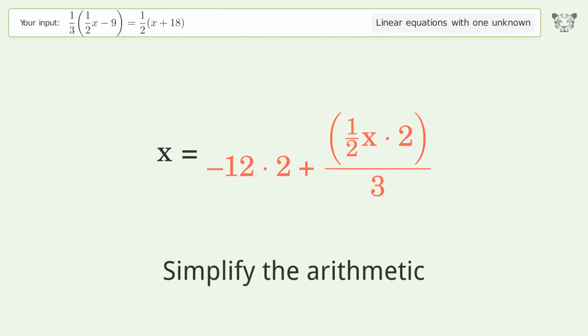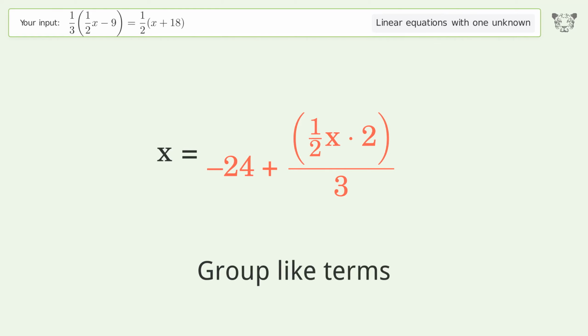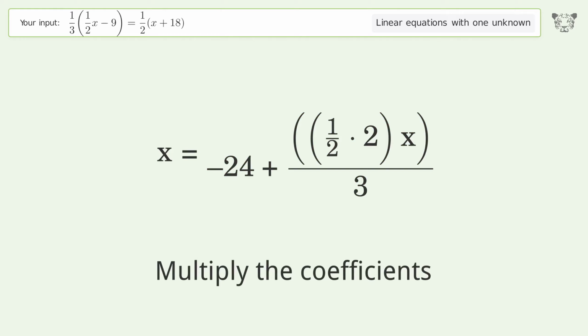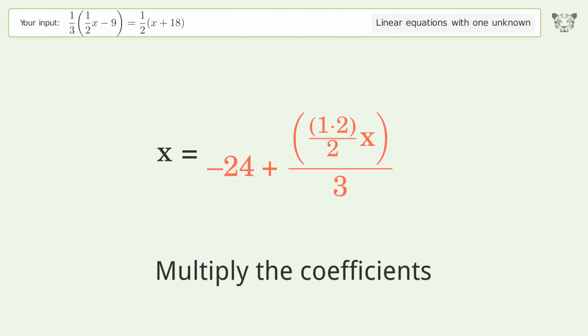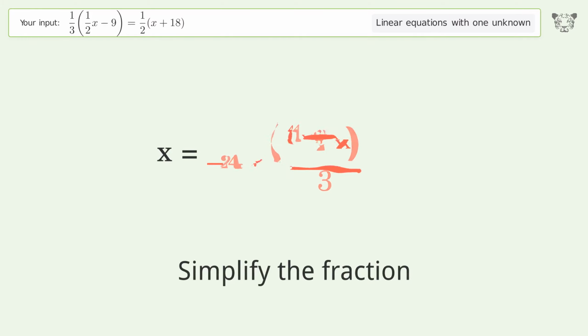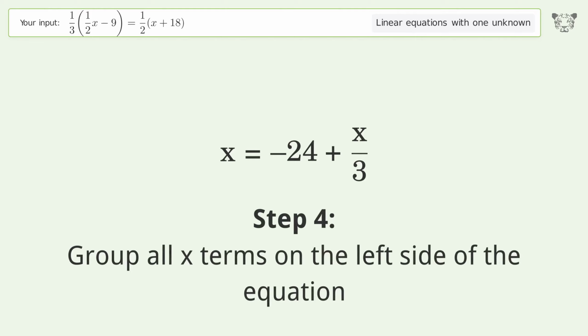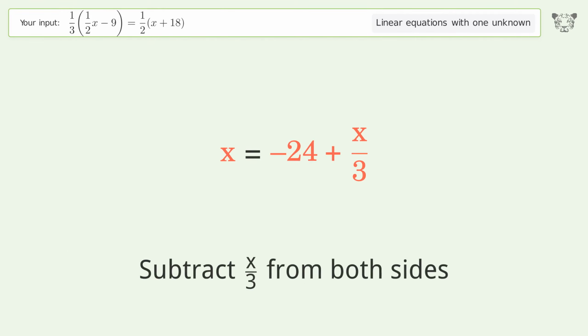Simplify the arithmetic. Group like terms. Multiply the coefficients. Simplify the fraction. Group all x terms on the left side of the equation. Subtract 10/3 from both sides.